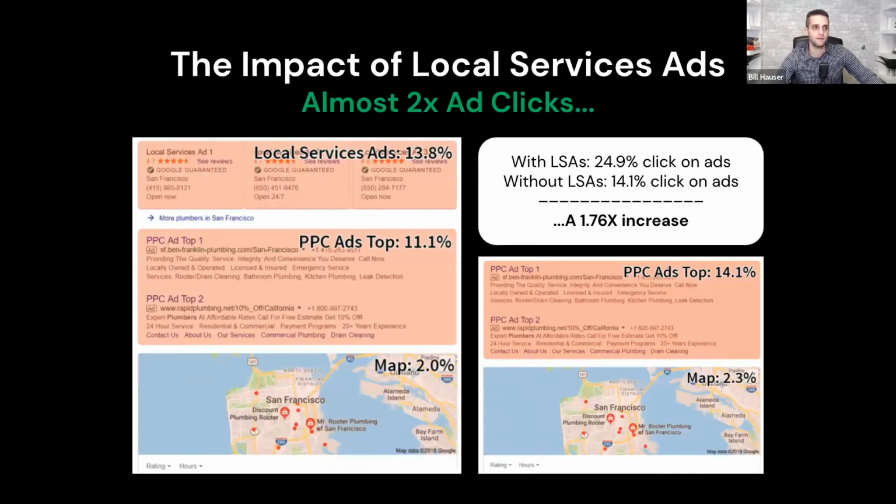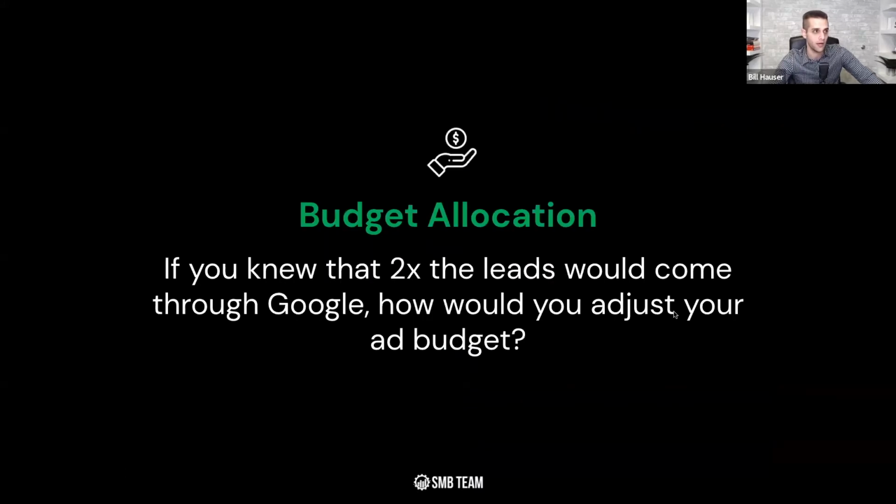So the impact of local services ads is almost 2 times the ad clicks. In the presence of just 2 ads here, only 14% of page one clicks come from these ads. However, with the presence of the local services ads, that increases 1.76x to where 24.9% of all clicks on page one of Google come from these ads. So you must be prepared to increase your overall marketing budget allocation towards page one of Google to capitalize on the increase in leads that will be coming from Google.